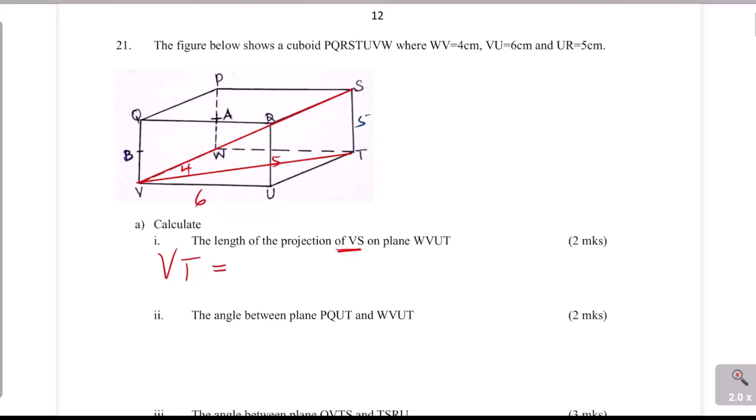How do we get VT? We shall use triangle VUT. The base is a rectangle. This is a cuboid, and these angles are all right angles. So VUT is a right angle, and the sides are given there. We have 6 and 4. So VT will be the hypotenuse. We get it by taking 6 squared plus 4 squared. Simple as that, and this will give 7.211 centimeters. That is the projection of VS.